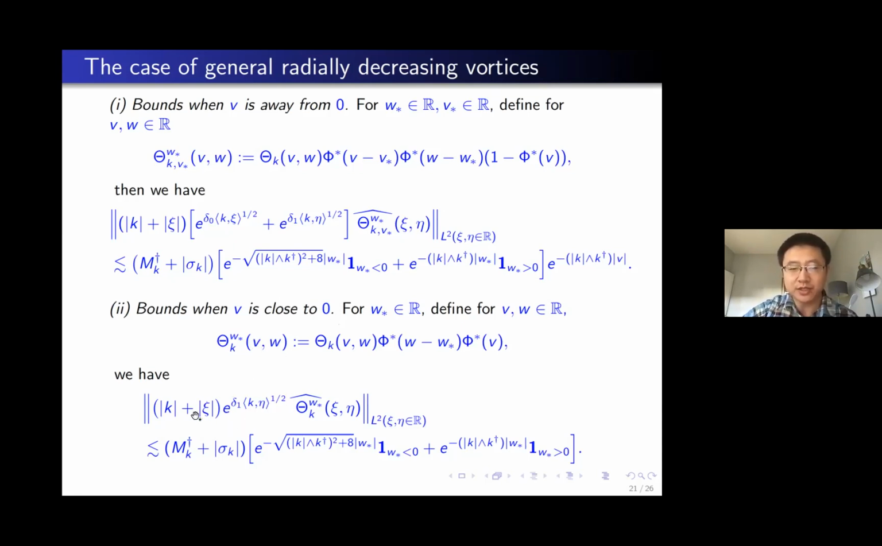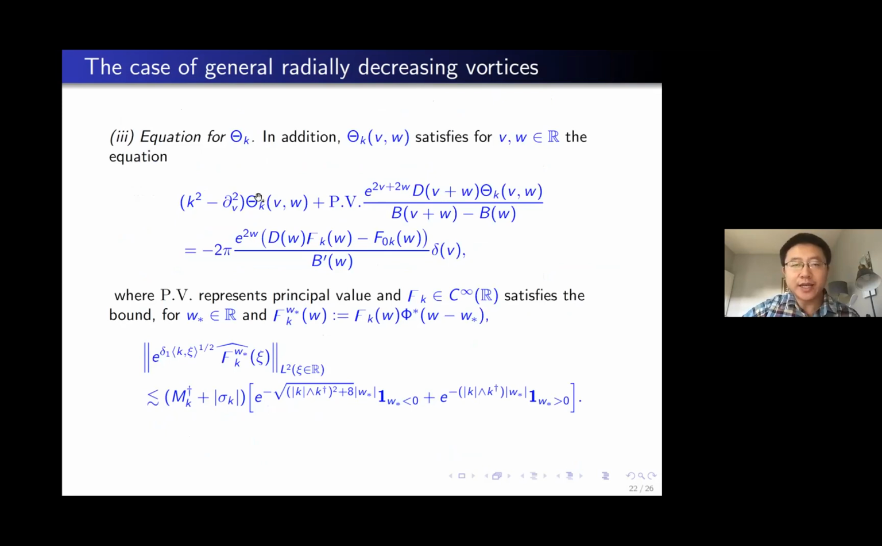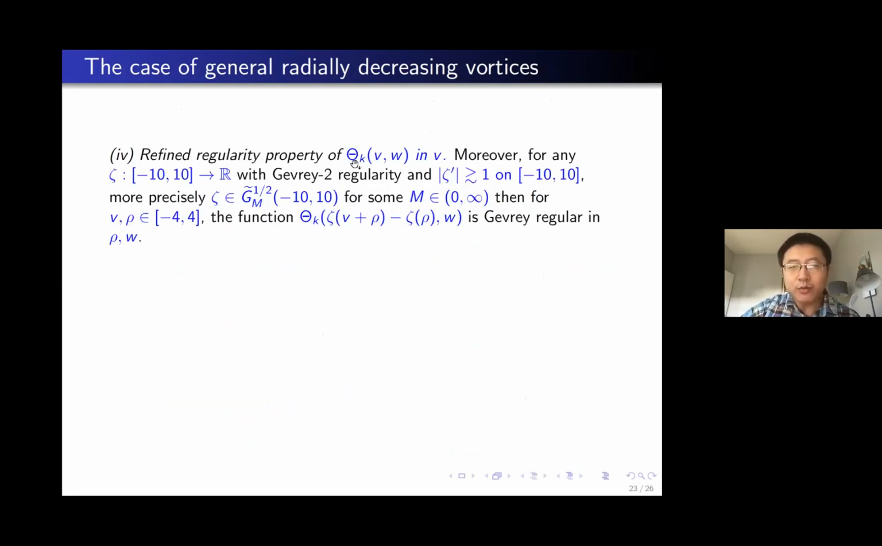We have a very precise norm to control it. In fact, you can take 2 derivatives in V before it becomes a Dirac mass. But it's as smooth in W as the initial data, coupled with the right physical space decay. And CDK also satisfies a very nice equation. So now we have seen that CDK is smooth in W, but not smooth in V if V is near 0.